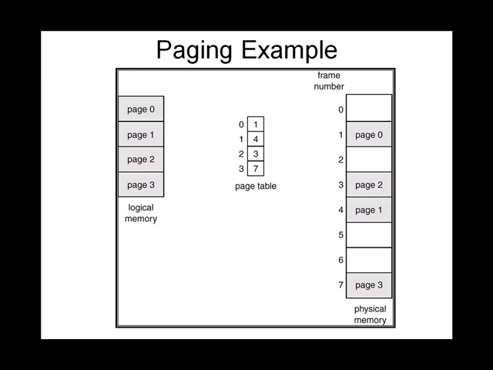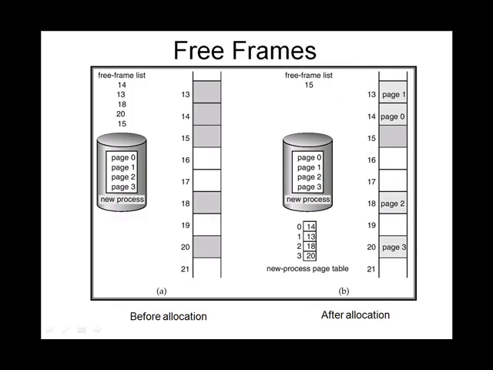Next, page 1 is present in the fourth frame. Next, page 2 is represented in the third frame. Next, page 3 is represented in the seventh frame. Let us see another example for paging.